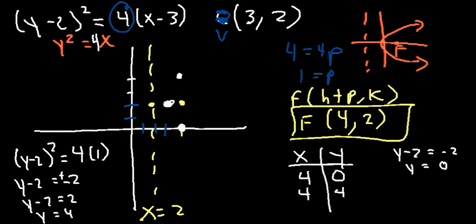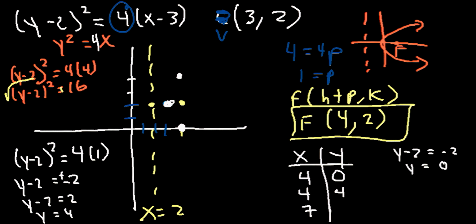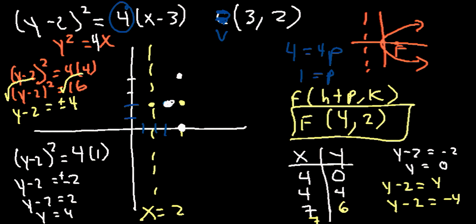Now, if I choose 5 for x, it's going to be 2 times 4, which is 8, and I can't take the square root of 8. So the next value I'm going to choose for x is going to be 7. Because 7 minus 3 is 4, which is 16. And we can take the square root of 16 because that's going to give me an integer, which is 4. So y minus 2 is equal to plus or minus 4. So y minus 2 is 4. That means if you add 2, you get 6. And y minus 2 is equal to negative 4 as well. If you add 2, you get negative 2.